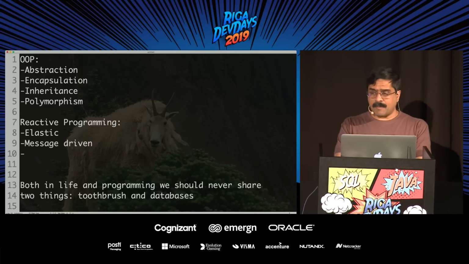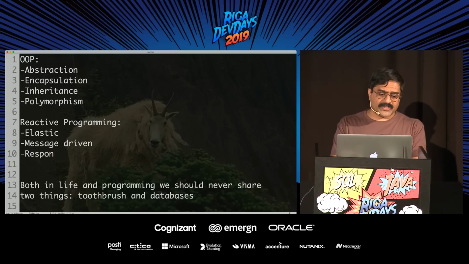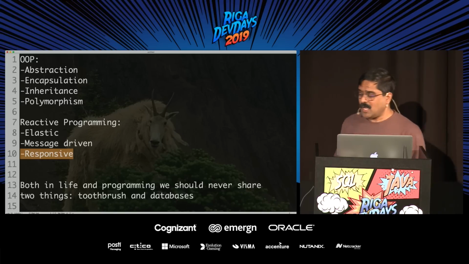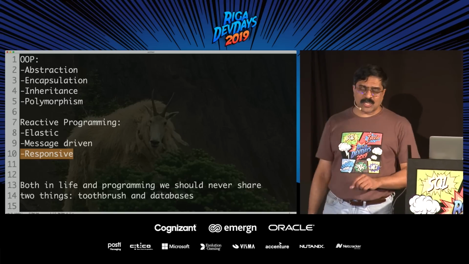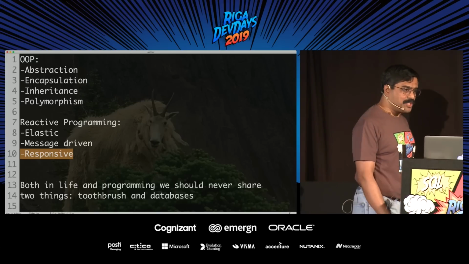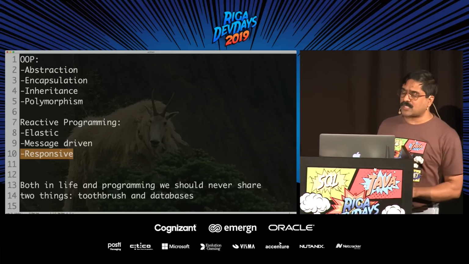The next thing about reactive programming is really to be able to be responsive. So what is responsiveness? The applications we quit using today are the applications that take a very long time to respond.